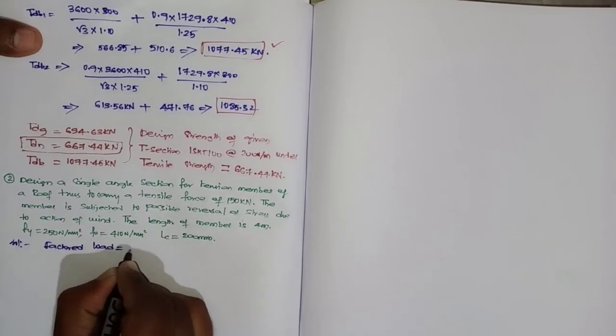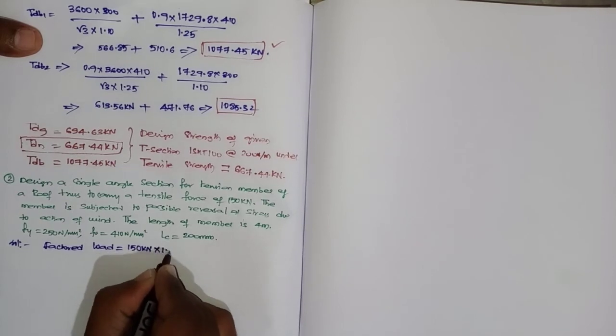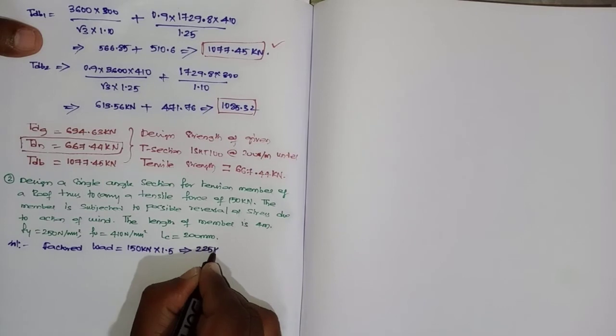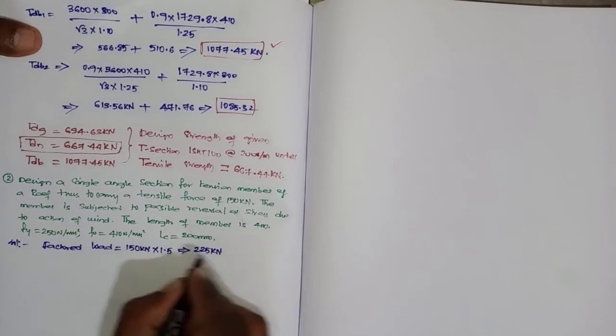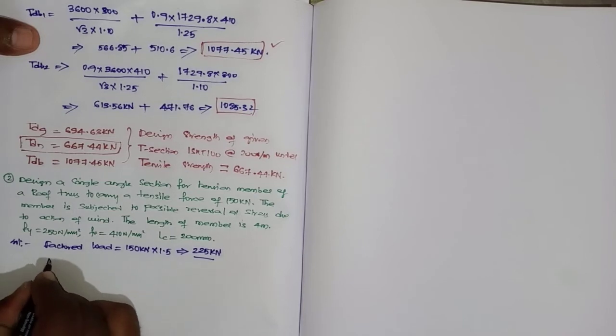Factored load equals how much? 150 kilonewtons axial load into 1.5. So it will be around 225, half of it to be added, right? 225 kilonewtons.